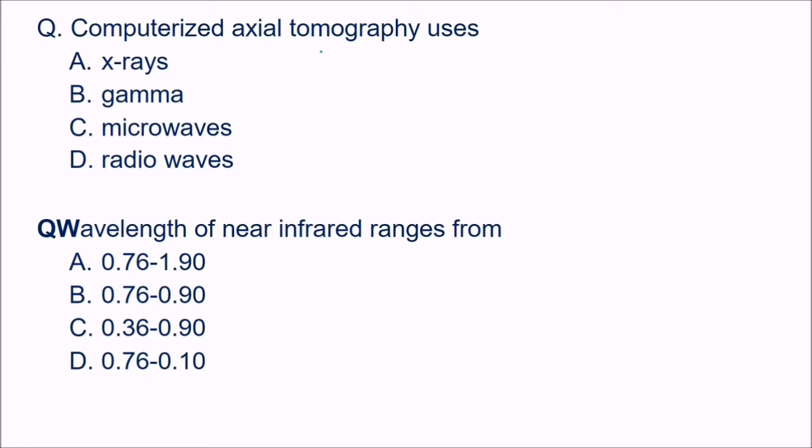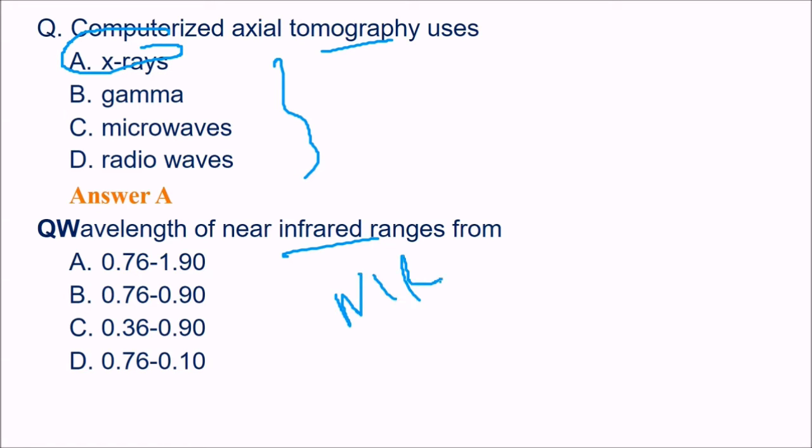Computerized axial tomography uses what? We have seen the question on tomography already. So the answer is clearly X-rays. Computerized axial tomography. Now the next is, wavelength of NIR ranges from.